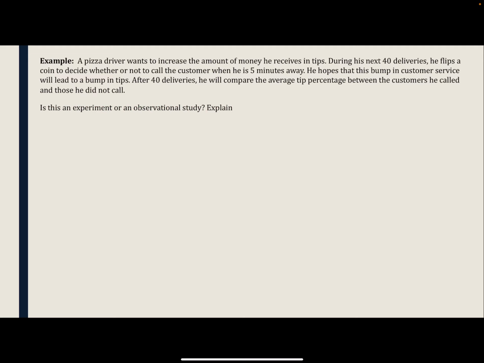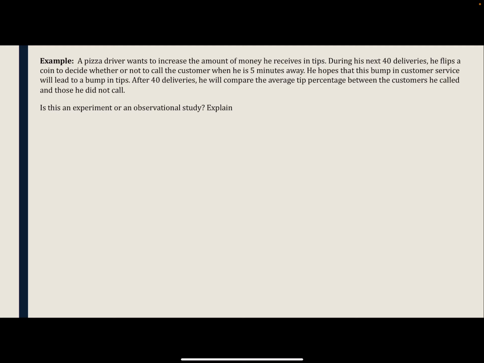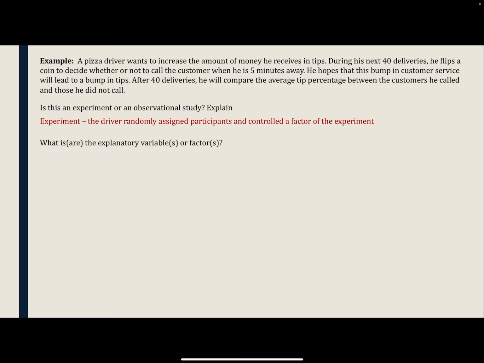What is the explanatory variable? Well, the explanatory variable is whether he calls the customer when he's 5 minutes away or not. He's also putting these customers into random groups. He's randomly putting customers into these groups. So we have an experiment. The driver is randomly assigning participants and controlled a factor of the experiment.